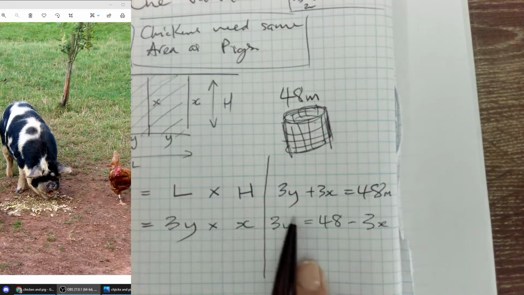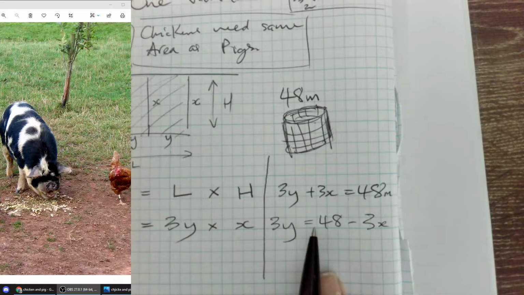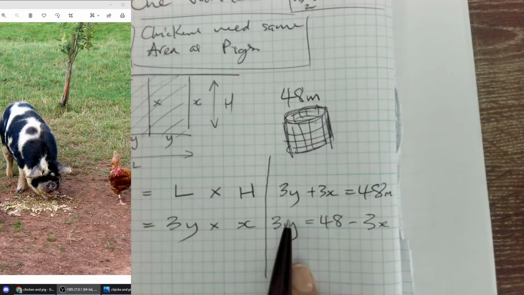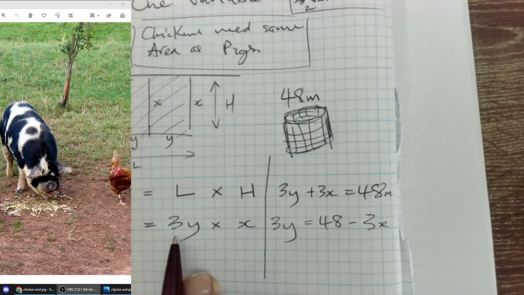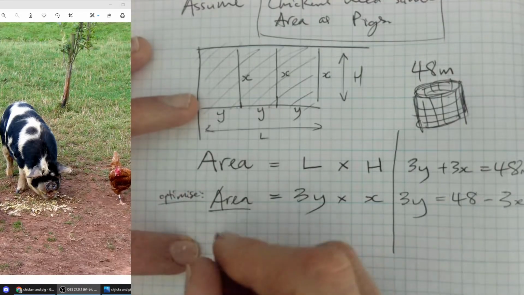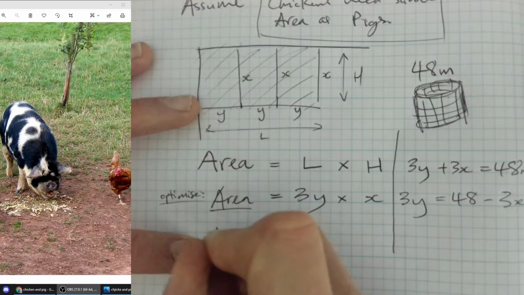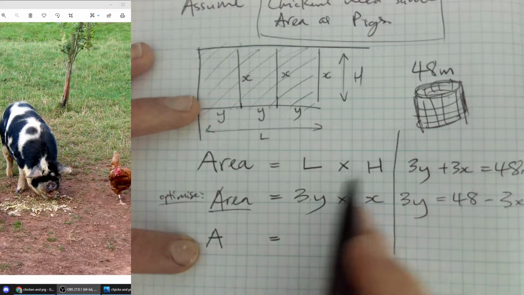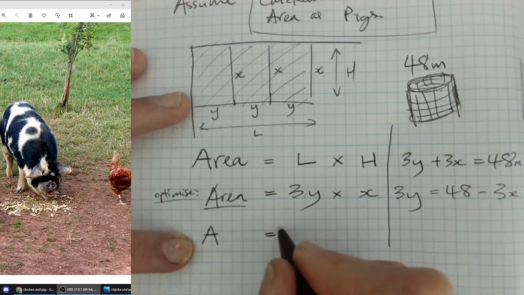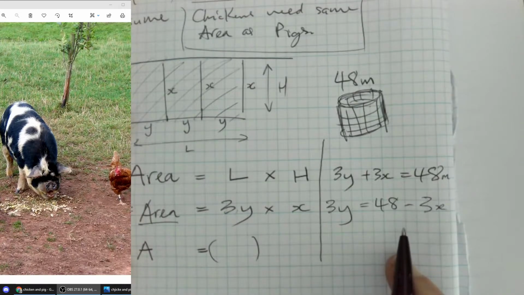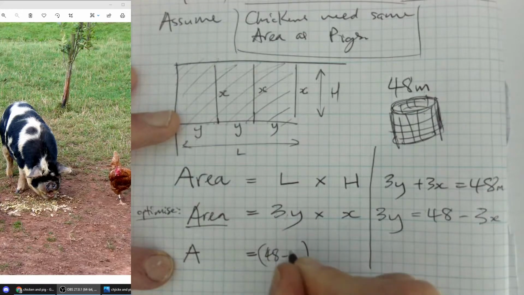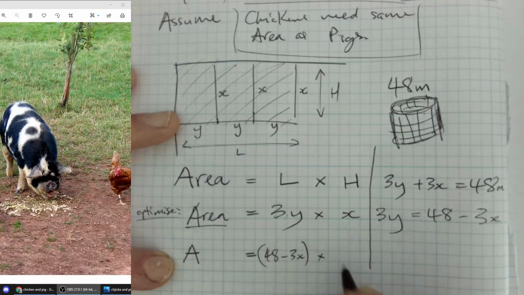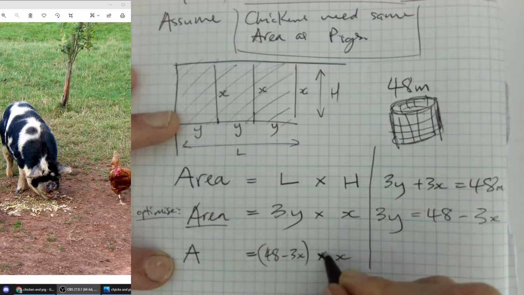Actually, look at this. 3y is equal to that, and we already have a 3y over there. So let's just substitute 3y for 3y. Even easier. Okay, so now it's going to be area equals, and we're going to replace our 3y with this. That's the whole point. We want to make it so there's only one variable. So we'll replace our 3y with 48 minus 3x, because these are equal to each other, and multiplied by x.